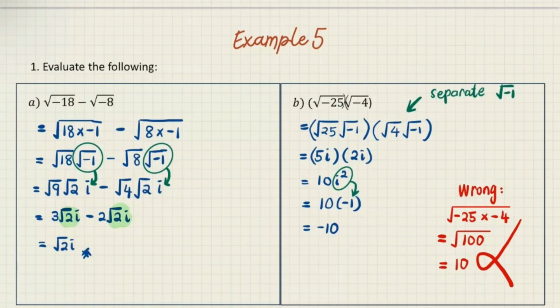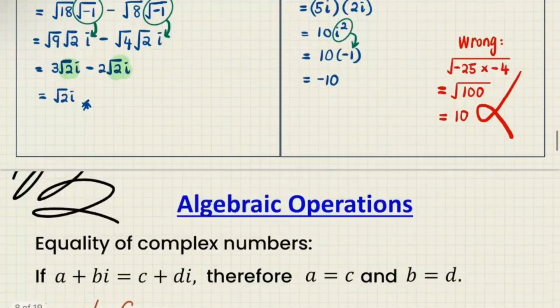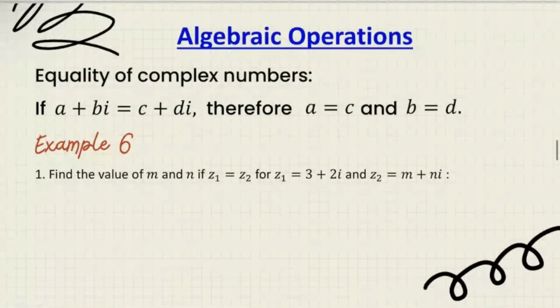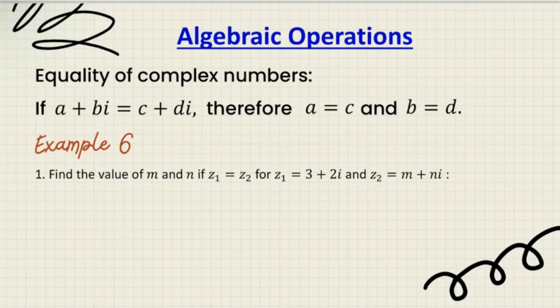Okay, so next kita go through the third example. Okay, sebelum kita pergi kepada third example, tak ada third example. Example 6. So example 6 is about the algebraic operations yang melibatkan complex number. Okay, so sebelum kita buat operasi, first of all kita kena tahu the equality of the complex number. So bila kita comparekan satu complex number dengan another complex number sebelah-sebelah, so kita boleh terus compare the real part with real part, imaginary part will be compared with imaginary part.